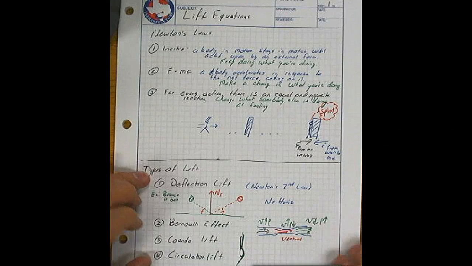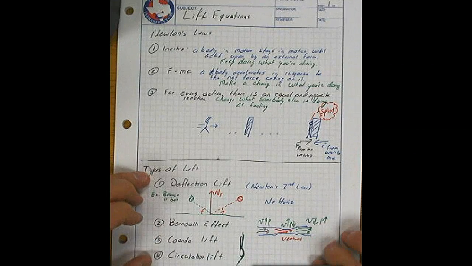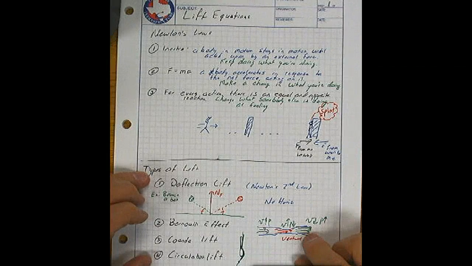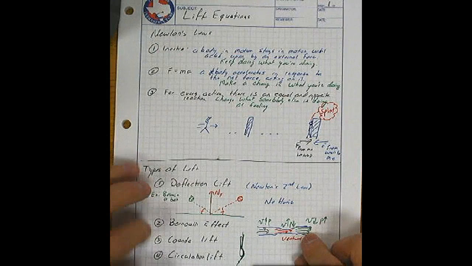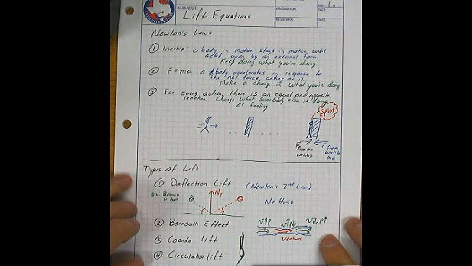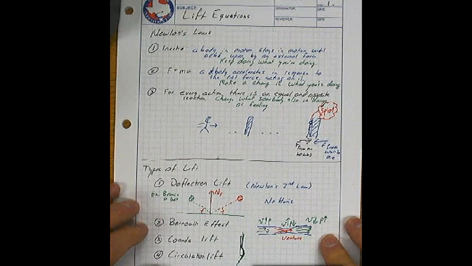And in any given airfoil, the total lift is a combination of all four of these in different situations, with a different airfoil, with different parameters and wind speed and angle of attack and all the stuff that we'll talk about. The different ones come into play differently. In other words, deflection is not always the most prominent form of lift. Bernoulli is not always the most prominent form of lift, depending on the characteristics of the aircraft.